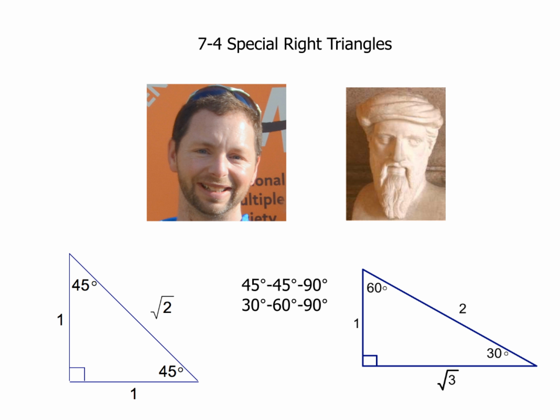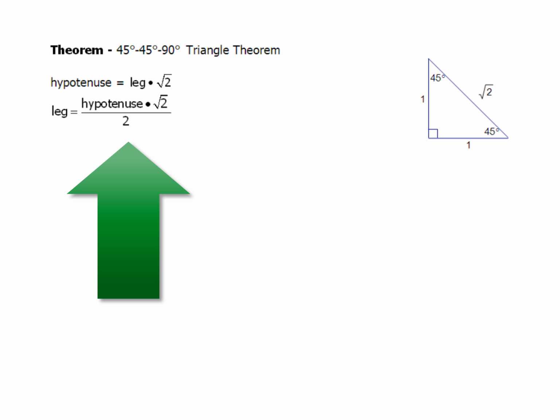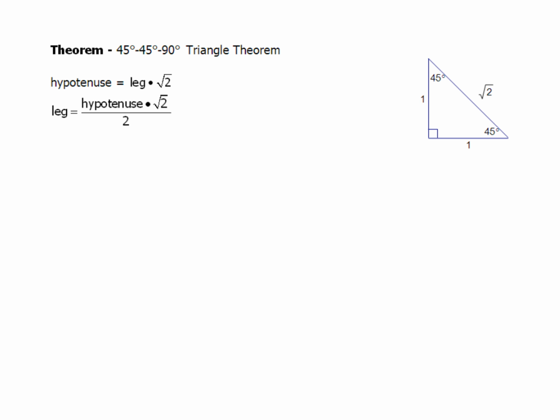But wait, there are formulas. For those of you who are formula people, you'll want to make sure that you memorize those two pieces on the left, where it says the hypotenuse equals the leg times square root of 2, or the leg equals the hypotenuse times square root of 2 over 2. Those will be two formulas that will get you through these.